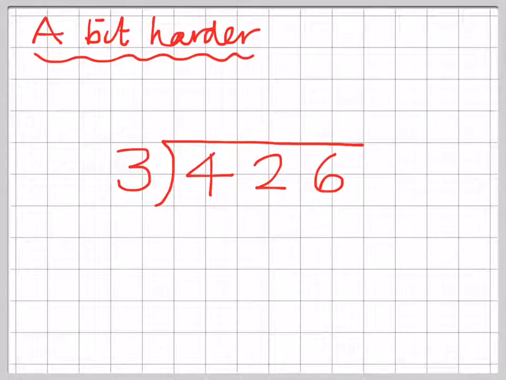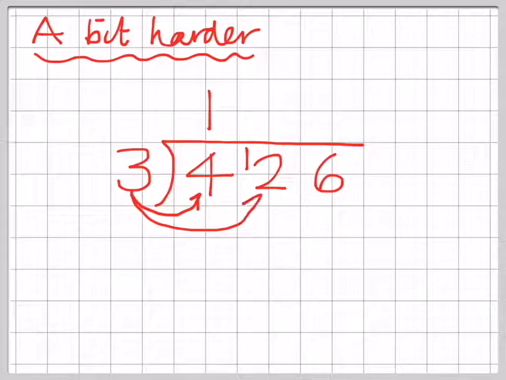The next one's slightly harder because the initial number doesn't divide perfectly into each digit. So let's have a look at this one. How many 3's are there in 4? Well, you would be able to get one lot of 3 out of 4, but you'd have one remainder, one left over. And that remainder of 1 goes over here in front of the next digit to make the 2 into a 12. Then we say, how many 3's are there in 12?